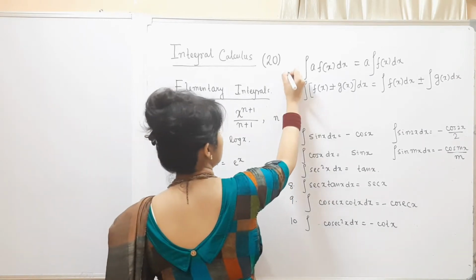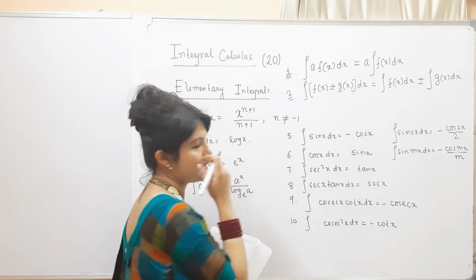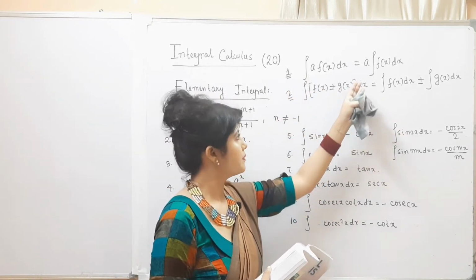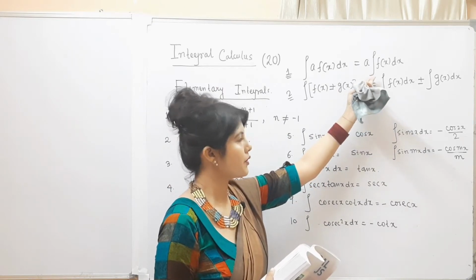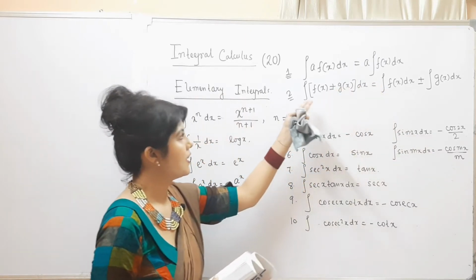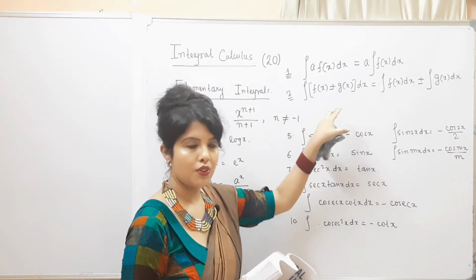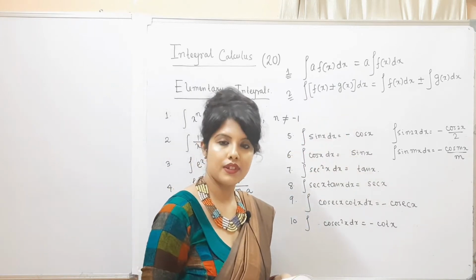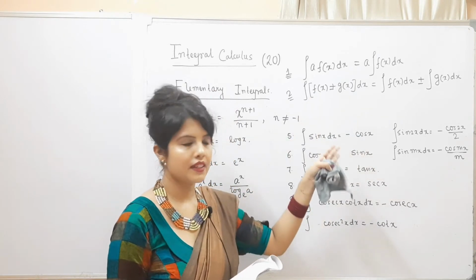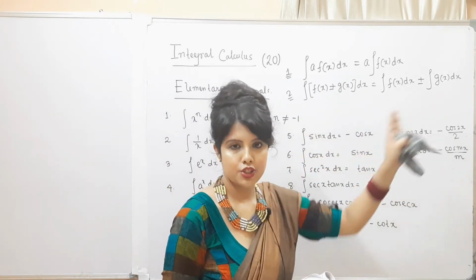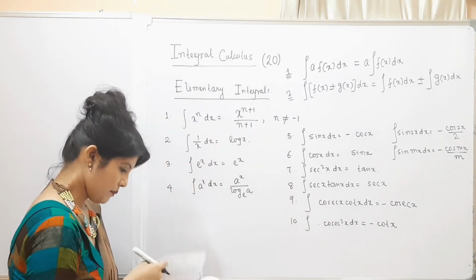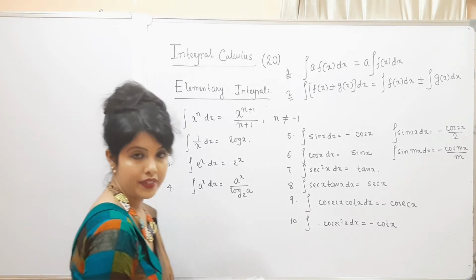So these are also two properties of integration. That is, the constant can come out of the integration sign, and again the integration is distributed over addition as well as over subtraction. So if it is a plus or a minus, it does not matter; the integration can be easily distributed. Now in the next portion I am going to discuss the definite integral.